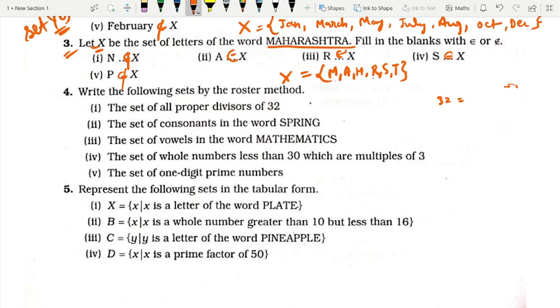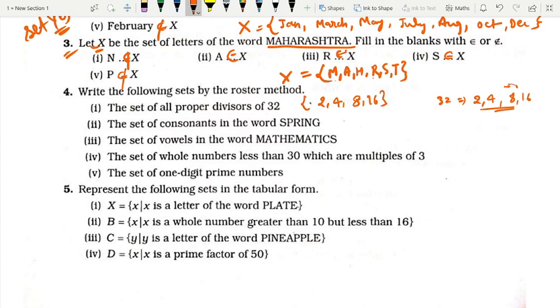Question number 4. So all the proper divisors of 32. You can write down 32's proper divisors. 2 can divide, okay. After that 4 can divide, 8 can divide, 16 can divide. So basically we can write down the set as 2, 4, 8 and 16.